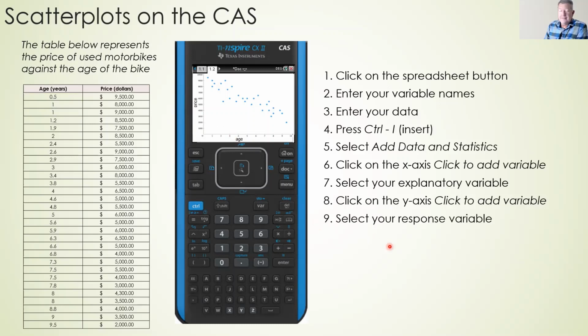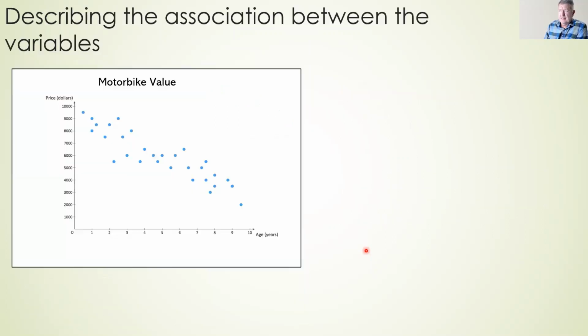Cool, a lot simpler. The hardest part was entering the data, really, wasn't it? Enter the variable names, enter your data, then insert and just click on the variables. Done, scatterplot, done. Awesome. What next? Well, we need to describe what's going on. A scatterplot's great, but we need to describe what's happening.